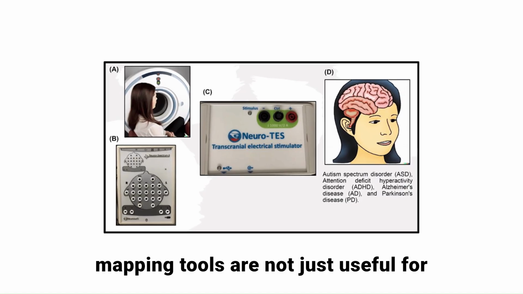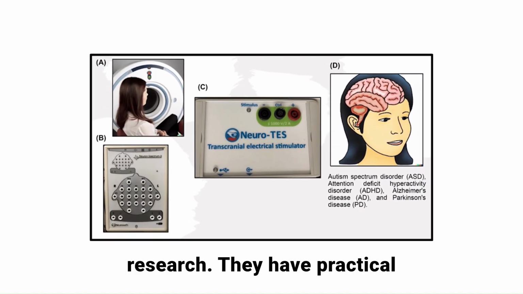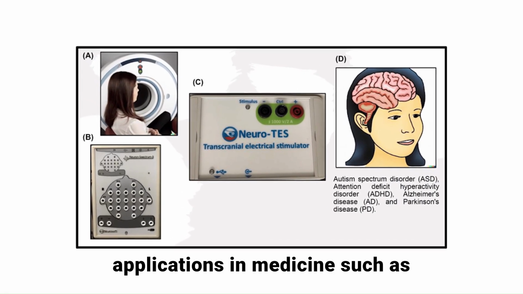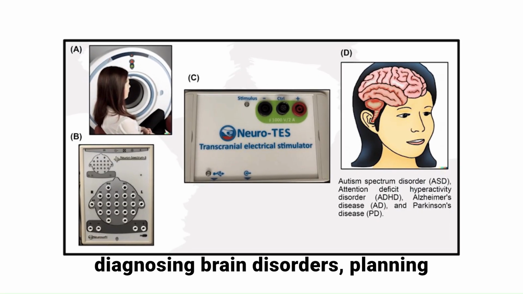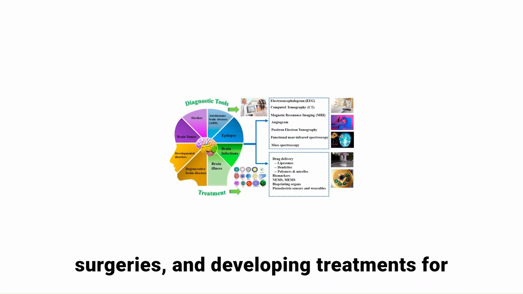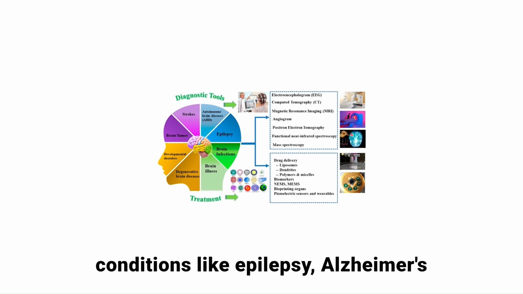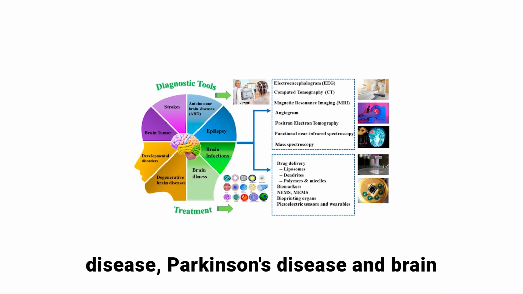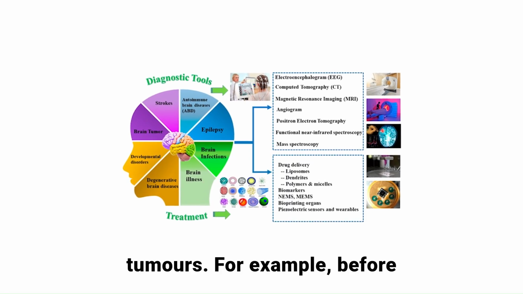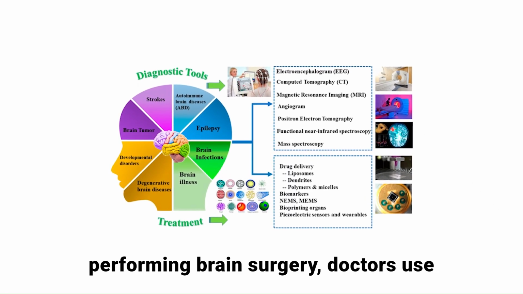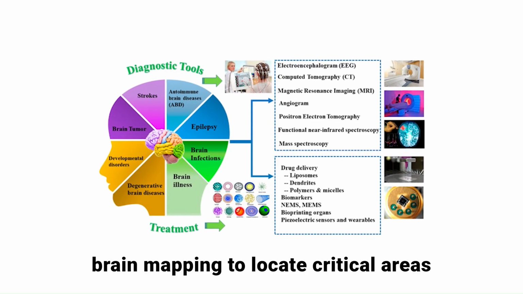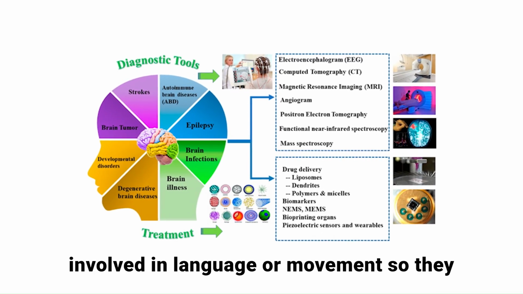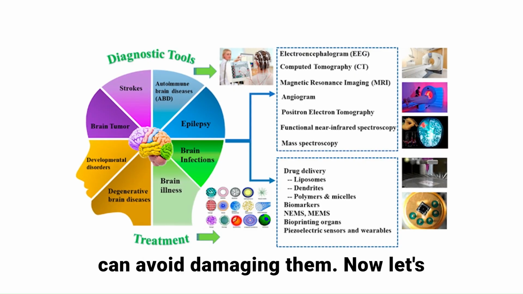These brain mapping tools are not just useful for research. They have practical applications in medicine, such as diagnosing brain disorders, planning surgeries, and developing treatments for conditions like epilepsy, Alzheimer's disease, Parkinson's disease, and brain tumors. For example, before performing brain surgery, doctors use brain mapping to locate critical areas involved in language or movement so they can avoid damaging them.